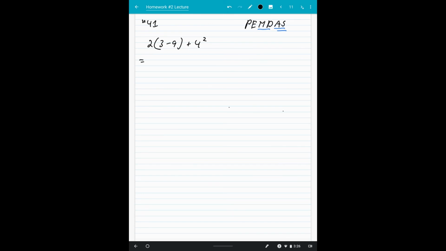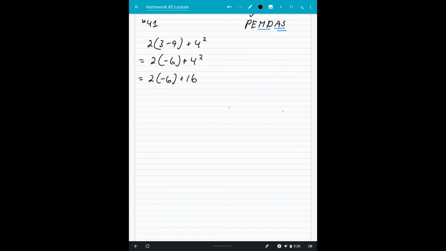We have to perform that first. So 3 minus 9 is negative 6. Rewrite everything else. We don't have any more parentheses. Remember, that's 2 times -6. It's not parentheses, -6, in the sense of order of operations. So E stands for exponents. We have to do exponents next, which would be the 4 to the second power. 4 to the second power is 16.